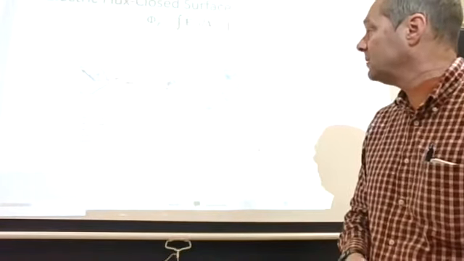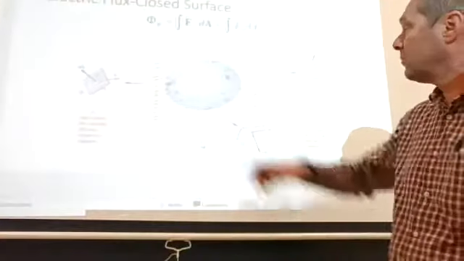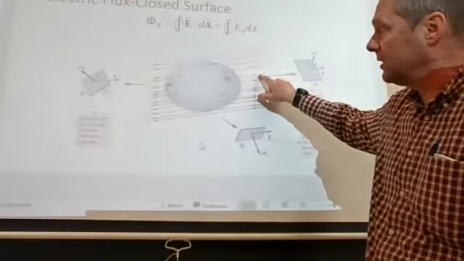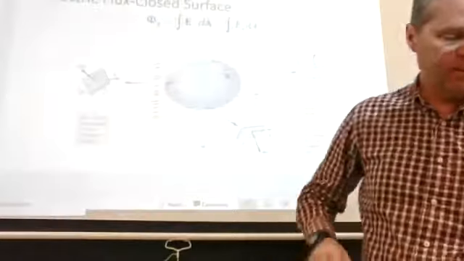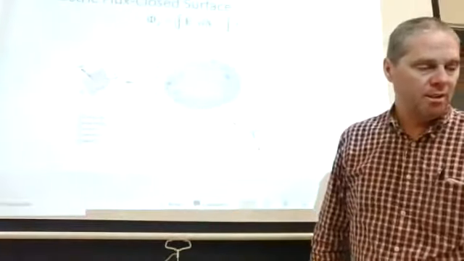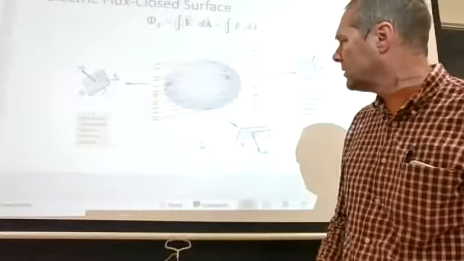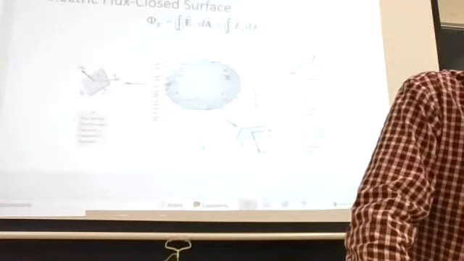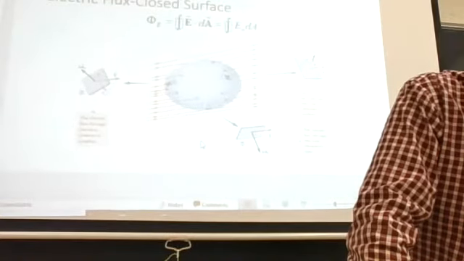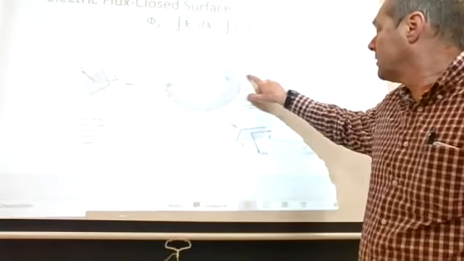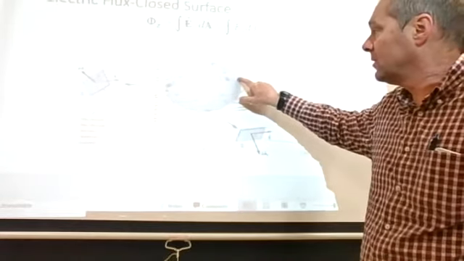All right, so on slide 7, the flux, and this is just convention, the flux coming out of the surface is going to be positive. We have three scenarios of a closed surface. Number 1, the flux coming out of the surface.